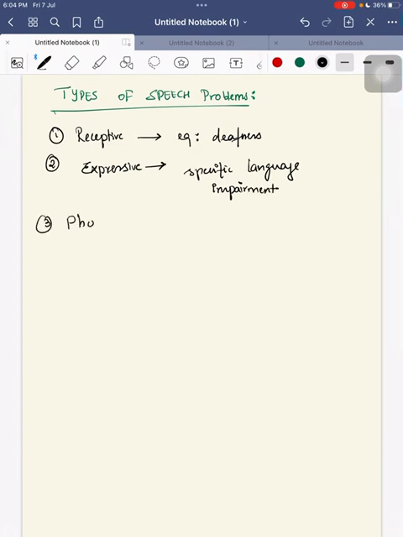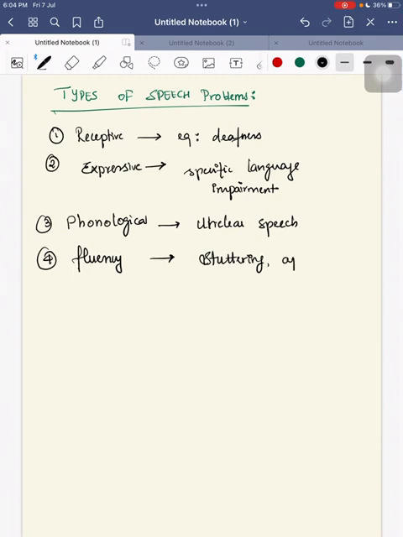Third type is phonological problem or phonological disorder. Here the child will present with unclear speech. Fourth, the child can have a problem in fluency. So the child will have stuttering, it is stammering type of speech, or can have apraxia or dysarthria. Okay, these are the types of speech problems. Next, we'll go into how you're going to approach in a stepwise manner.